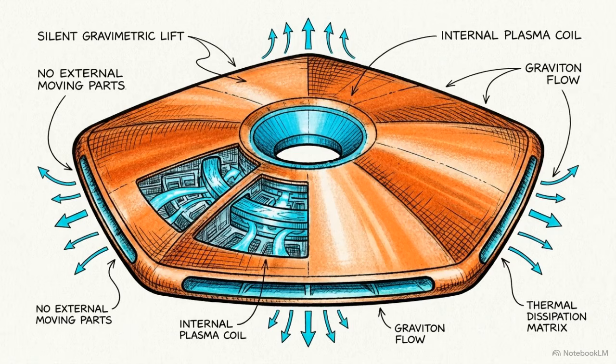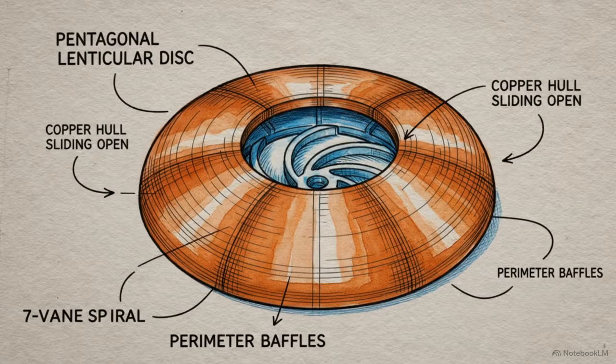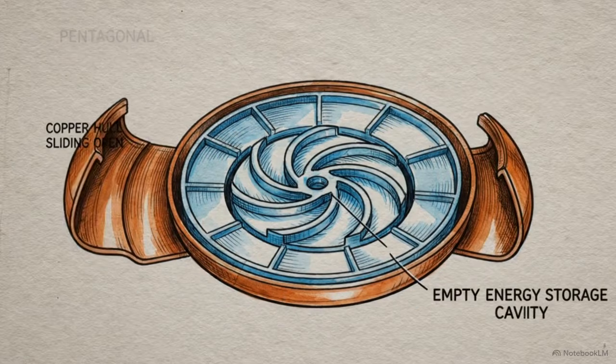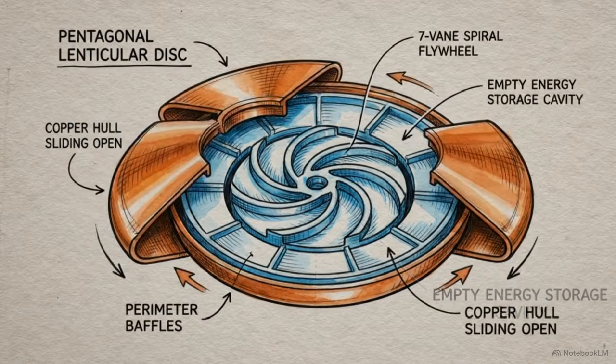This is the lenticular disc. It hovers without a traditional engine, without external combustion, and without heavy electrical power systems. If we peel back the hull, you'll see a hollow structural cavity. The craft uses this space as its energy storage medium and prop.